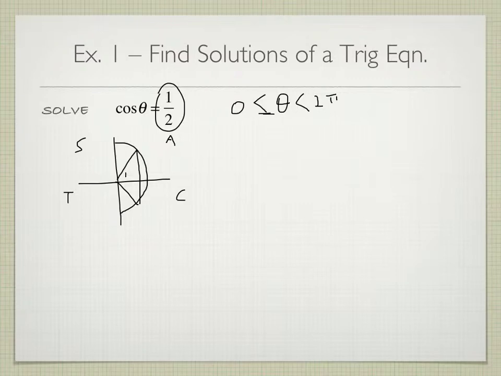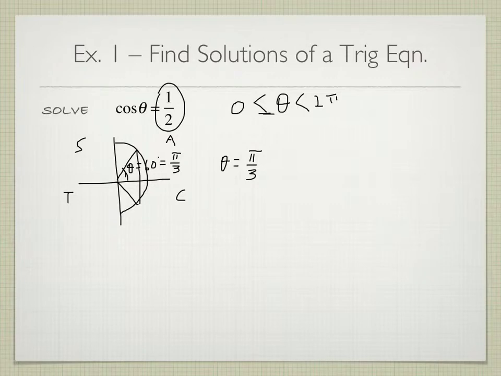It's going to be pretty obvious that theta here is going to be 60 degrees, or in radians that'll be pi over 3. Okay, you should know that from your unit circle, from the table. We've been practicing that for a while now. So theta is equal to pi over 3.